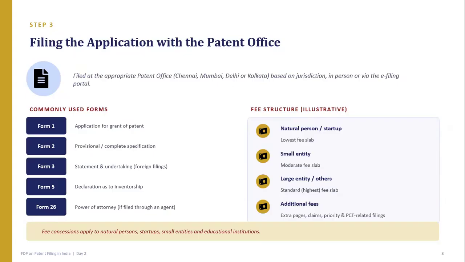Applicants should also understand the applicable fee structure. Different fee slabs may apply to natural persons and startups, small entities, and large entities or others. Additional fees may apply for matters such as extra pages, additional claims, priority related requirements, and Patent Cooperation Treaty related filings. Fee concessions may also apply to eligible categories, including educational institutions. Therefore, correct identification of the applicant category is very important before filing the application.